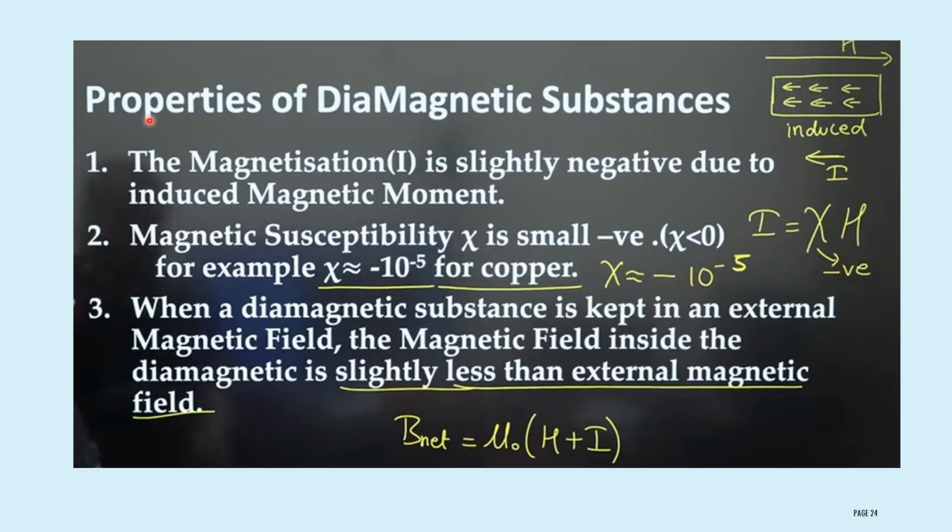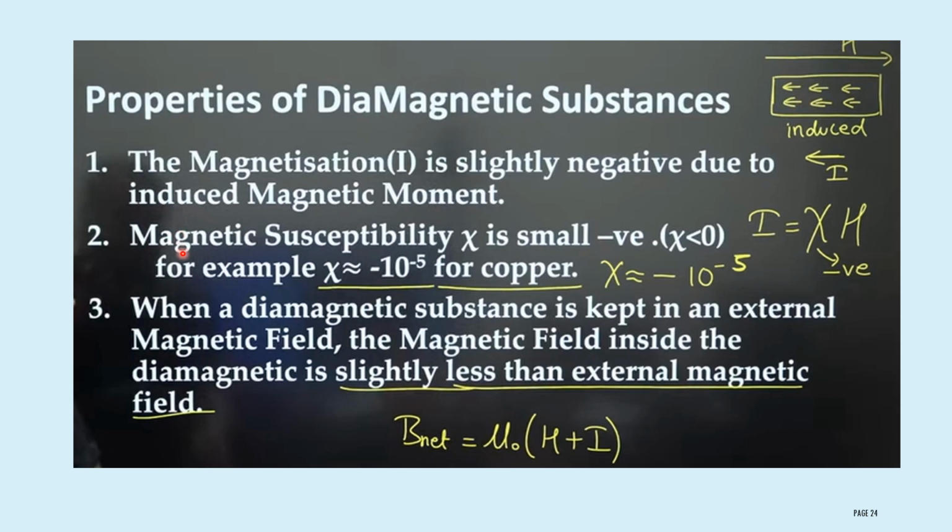Let us discuss the properties of diamagnetic substances. First property, the magnetization is slightly negative due to induced magnetic moment. Already I explained, when you apply an external magnetic field, the atoms will acquire an induced magnetic moment. Because of this induced magnetic moment, the material will get magnetized, and this induced magnetic moment opposes the external magnetic field. Because of this reason, magnetization I will be slightly negative.